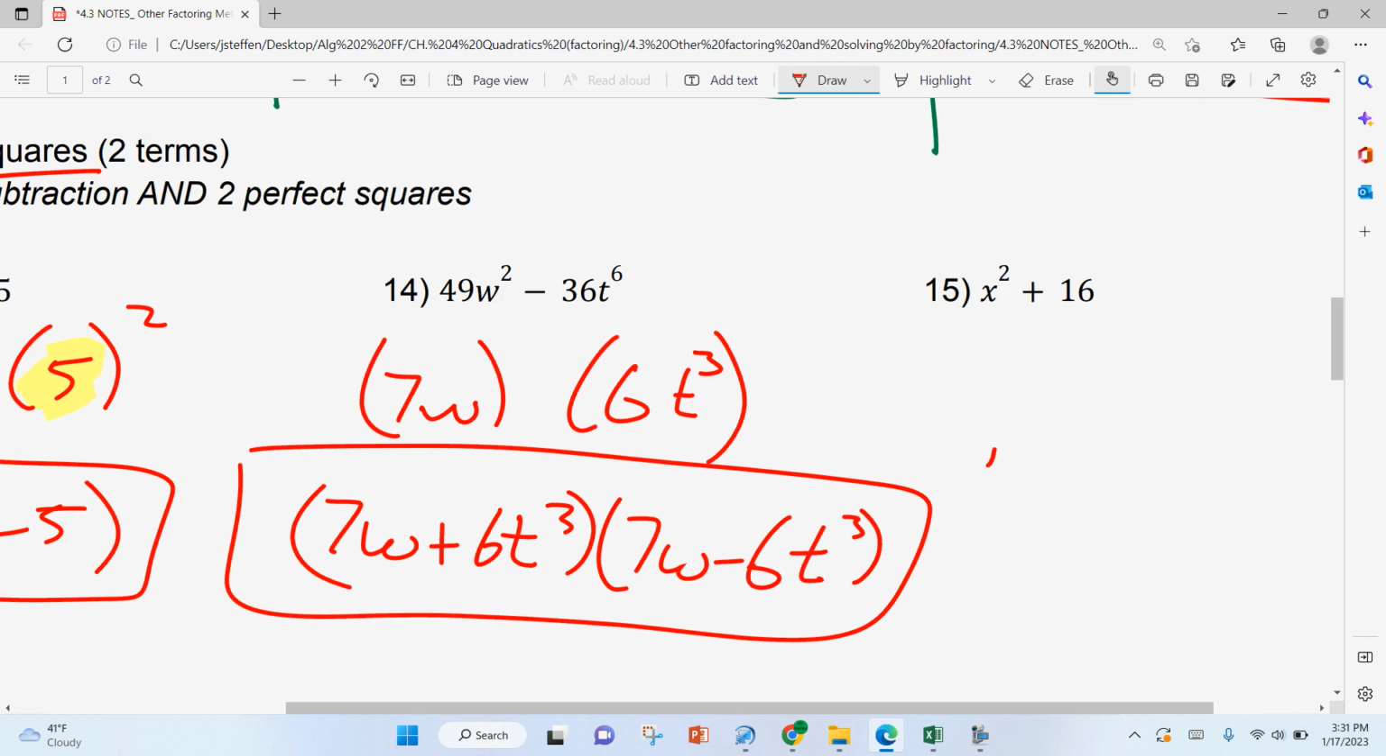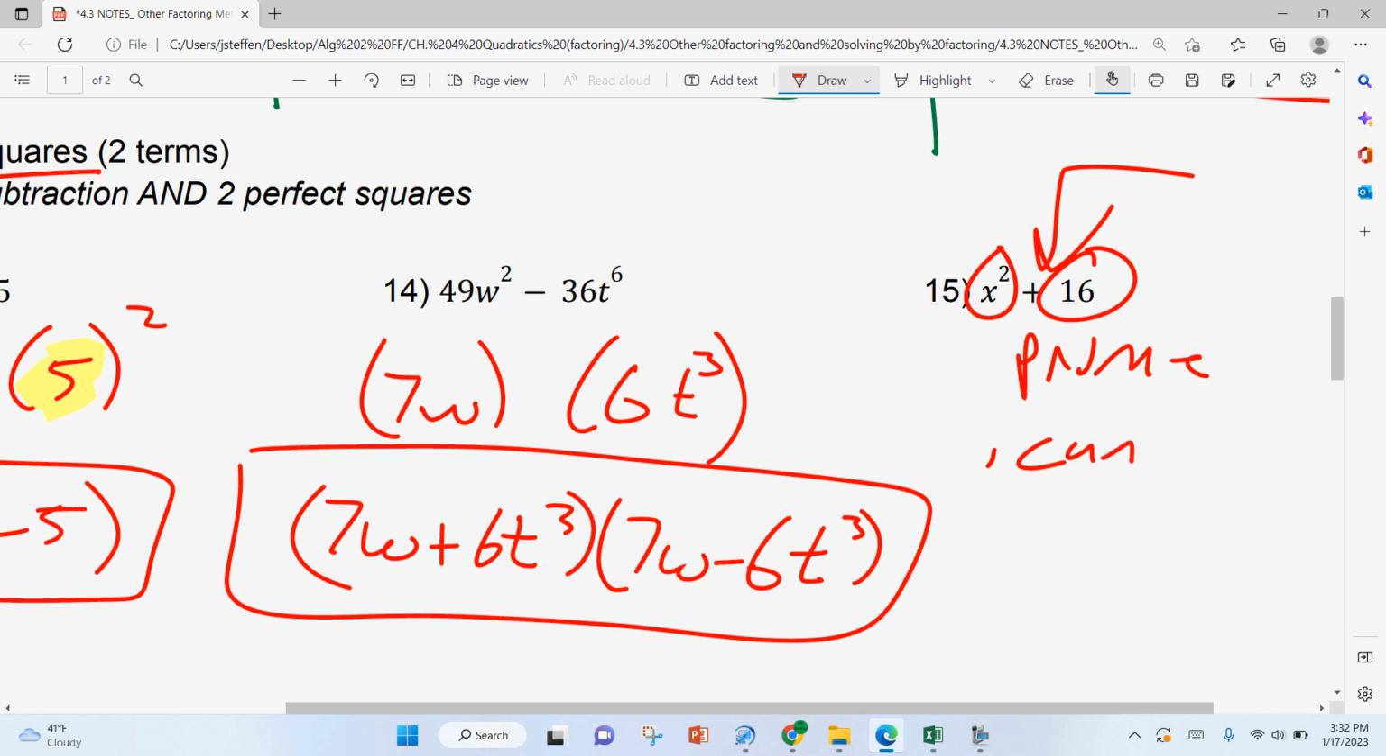And the last one, we have x squared plus 16. A lot of people get fooled by this. This is a perfect square. This is a perfect square, but it is not subtraction, so you cannot factor. So technically, you could say this is prime. You can't factor it. Or if you just put can't factor, that's fine.